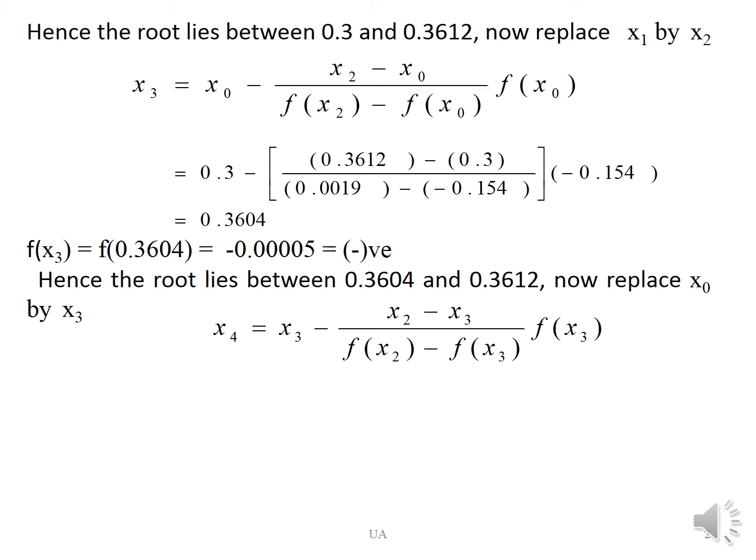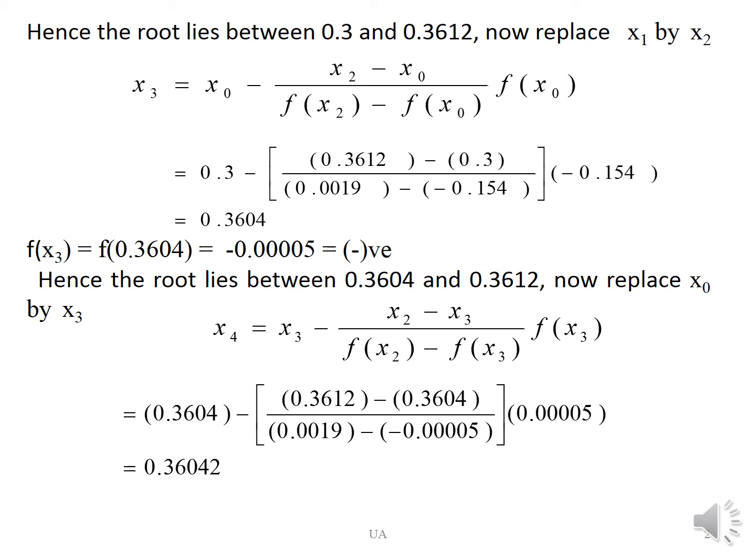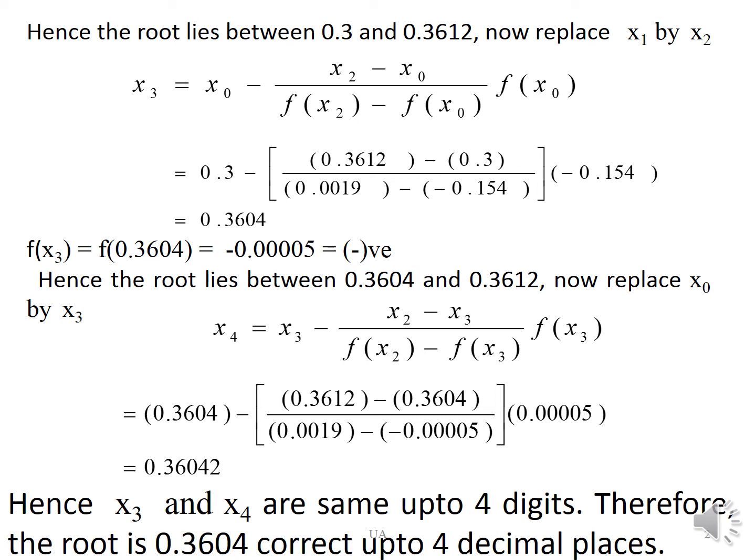It means now our interval is quite small, but we apply the formula again and calculate the value. Now x0 has been replaced by x3. So instead of x0 we write x3 here, and x2 is the same. Now we substitute the values of x3 and x2 and f(x2), f(x3) and calculate. We get the value 0.36042. So now the interval is quite small, 0.3604 and 0.36042. We see it is the same up to 4 decimal places, so we may stop here. But if we need more accuracy, then we have to do more calculation. For the next iteration we will use 0.3604 and 0.36042 as the interval. So we got our answer correct up to 4 decimal places.